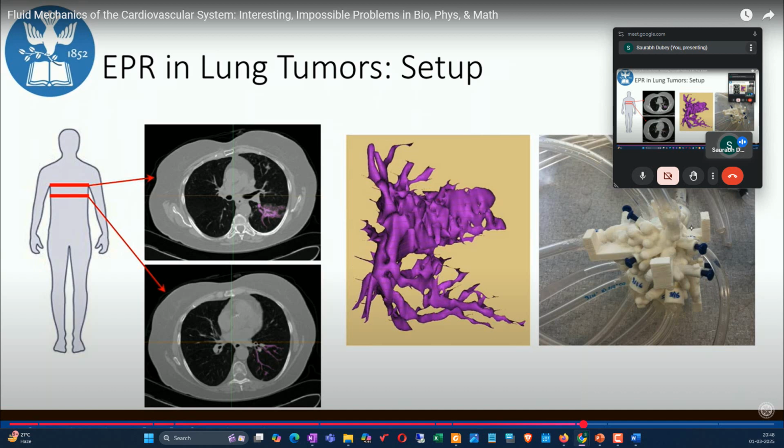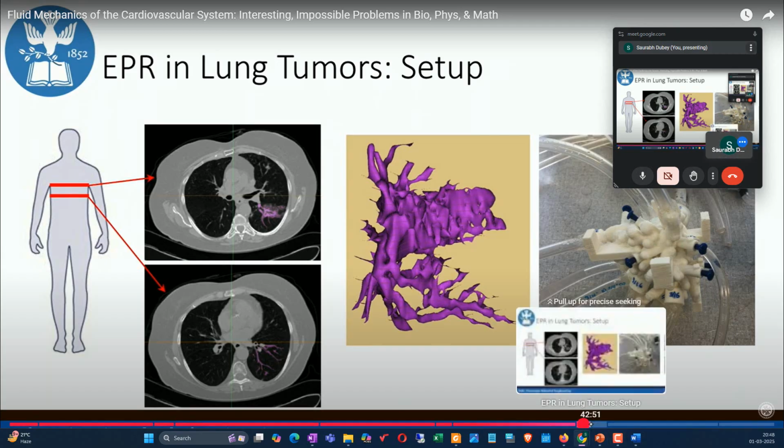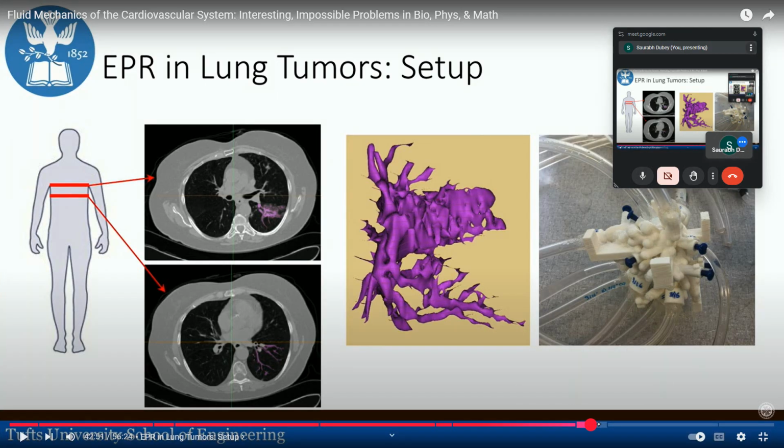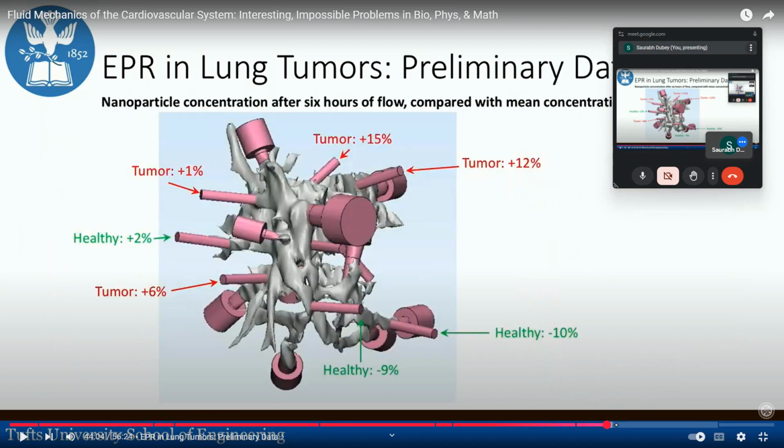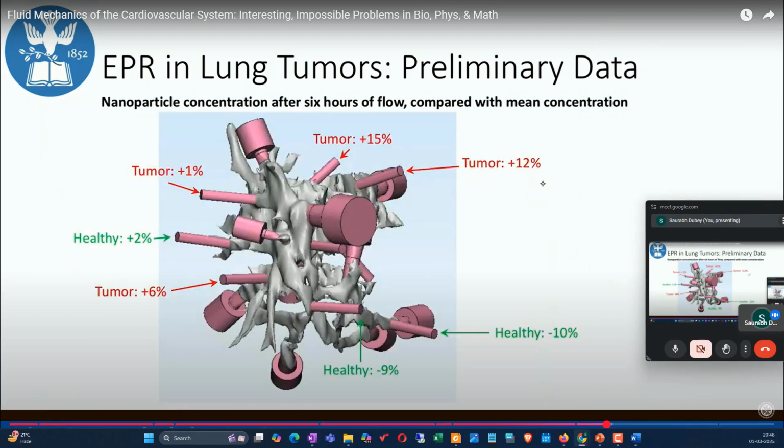So it has been the model of the heart, almost similar to the heart they have made, and they have modeled it. So how this research is going on, you see. So nanoparticle concentration after 6 hours of the flow compared with the mean concentration.